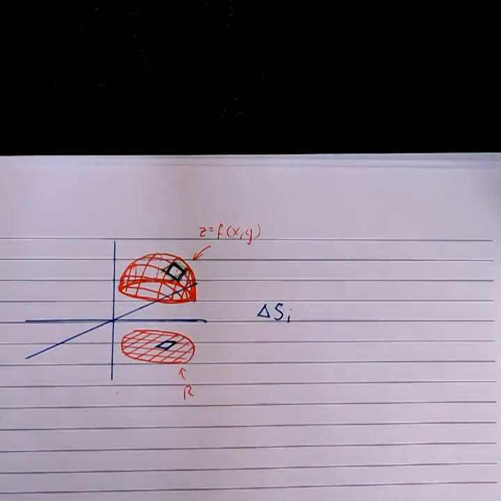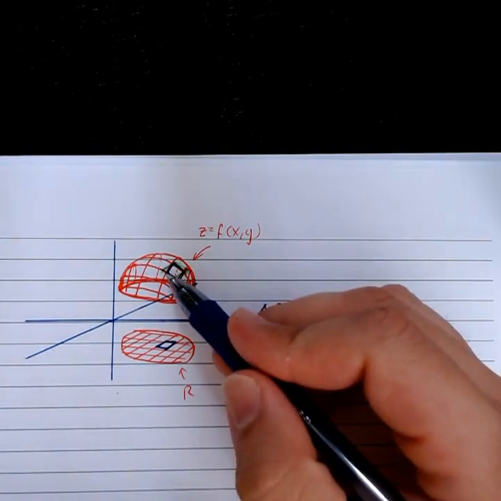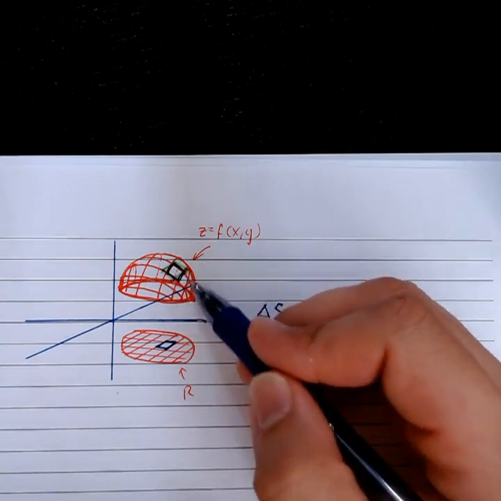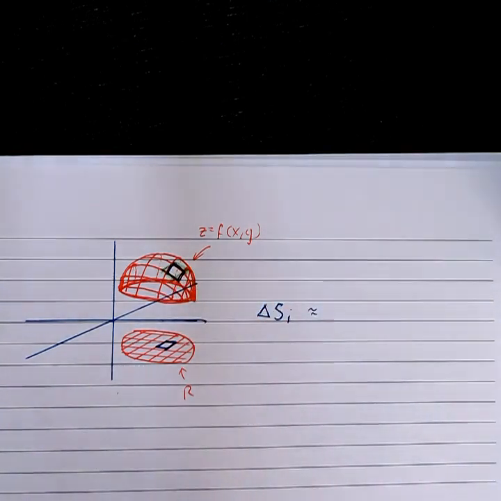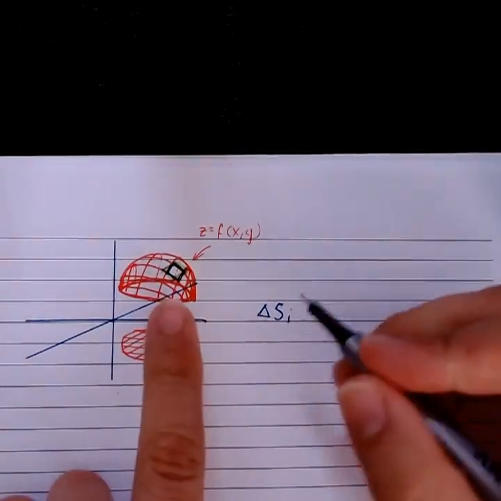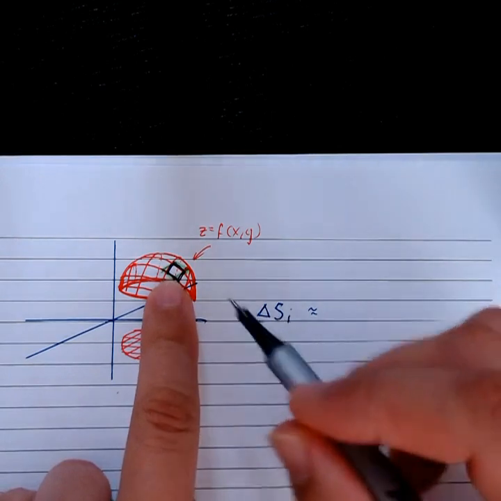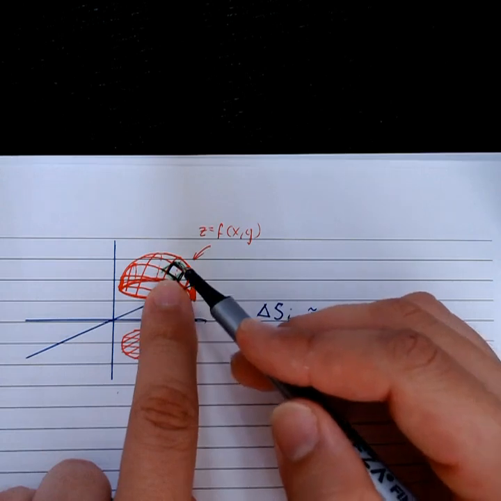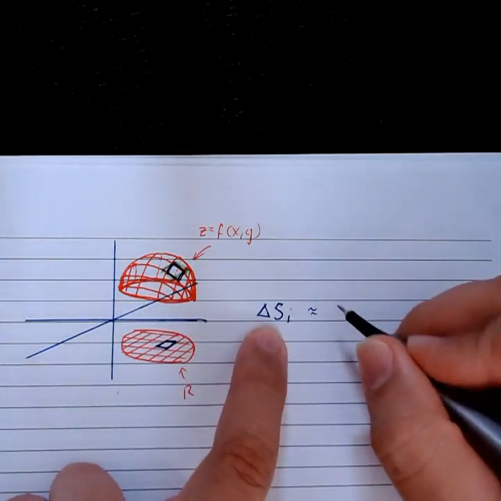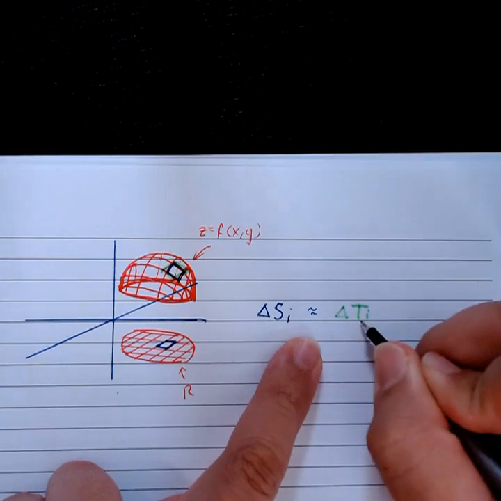And that is going to be approximately equal to, well, here I have a flat little plane. We've seen in previous chapters that if I have a surface, I can approximate that surface with a flat plane, and that's the tangent plane. But I don't want the whole surface. I only want a little tiny bit of a surface, which means I only want a little tiny tangent plane. So this little patch can be approximated by delta T sub i, T for tangent plane.